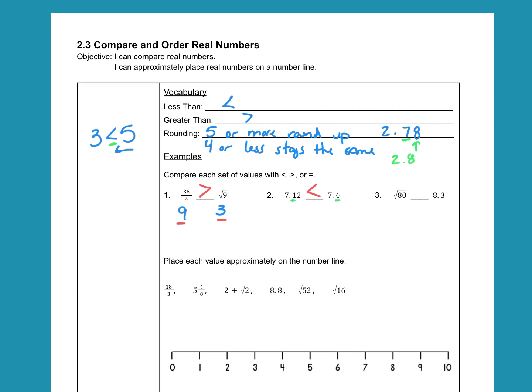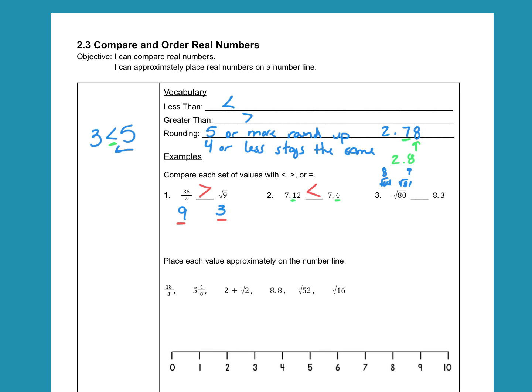Number 3, we learned how to estimate square roots, and square root of 80 would fall between square root of 81, which is 9, and square root of 64, which is 8. We want these to always be consecutive numbers, so 8, 9. We wouldn't want 7, 9, or 6 and 9. So square root of 80 is between 8 and 9.